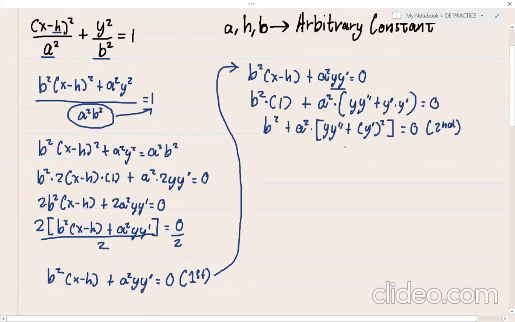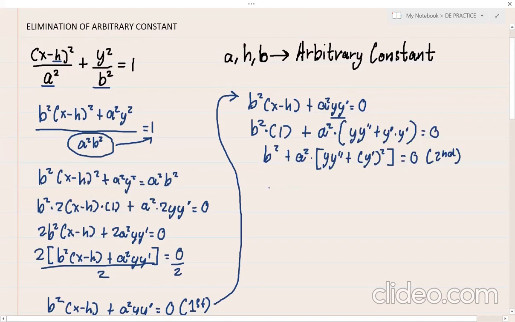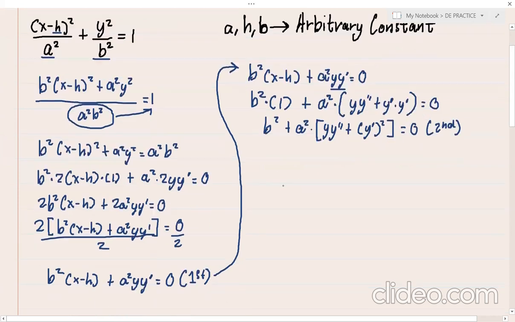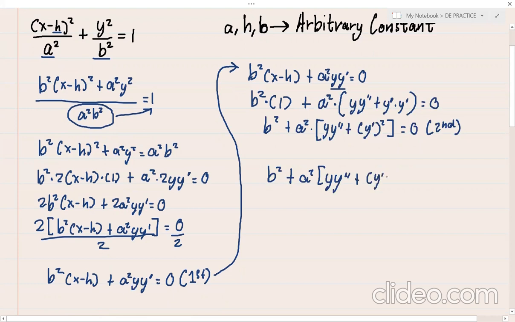But we're not done yet kasi we still need to find the third derivative. Okay? So what would be the third derivative? Okay, copyahin ko lang to, itong naka-second derivative. Okay, ganyan siya. And yun, that's it.